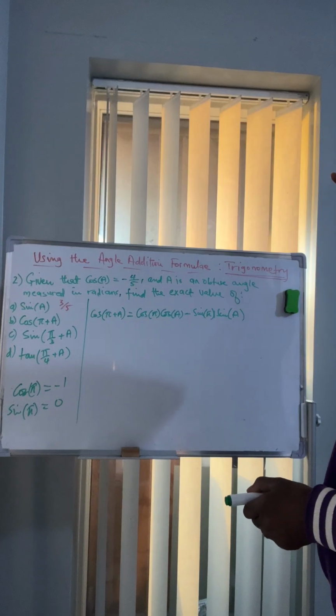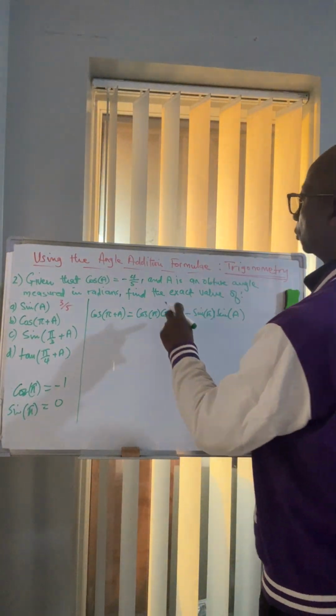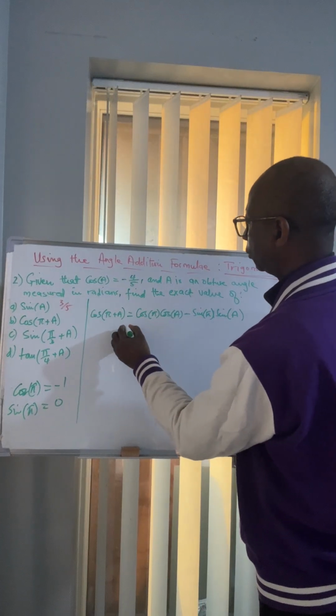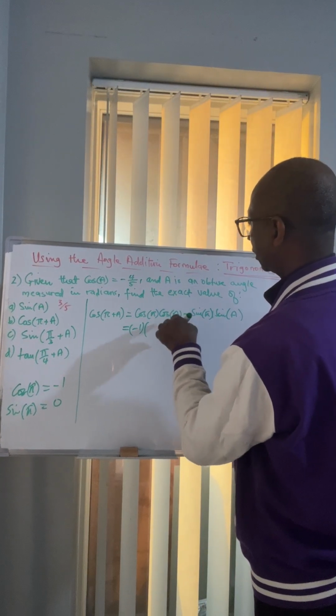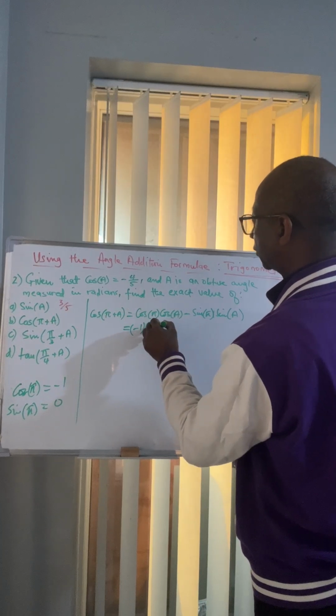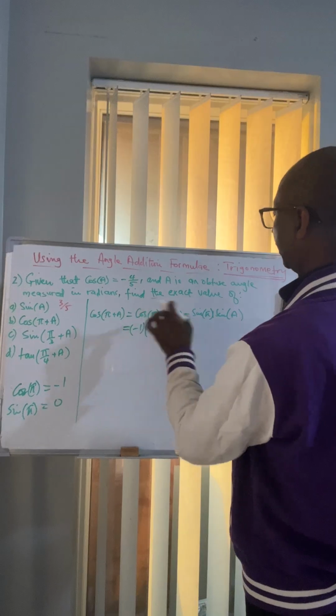Right? So we are given the cos of A, which is -4 over 5. We now know the cos of pi is -1, multiplied by the cos of A, which is -4 all over 5. So that side is finished, this side here.